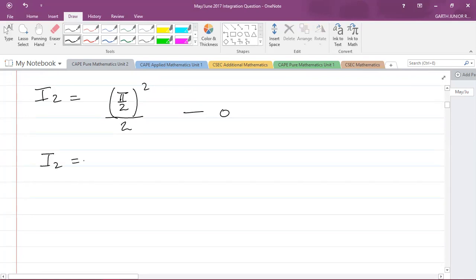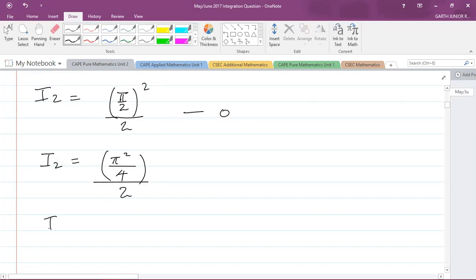So I2 is equal to, I'm going to square pi over 2. So when I do that, it means that I have to square the numerator and the denominator of that fraction. So what I'm going to have now is pi squared over 4, right? I'm going to have pi squared over 4. And remember now that I'm dividing all of this by 2, right? I still have my 2 in the denominator here.